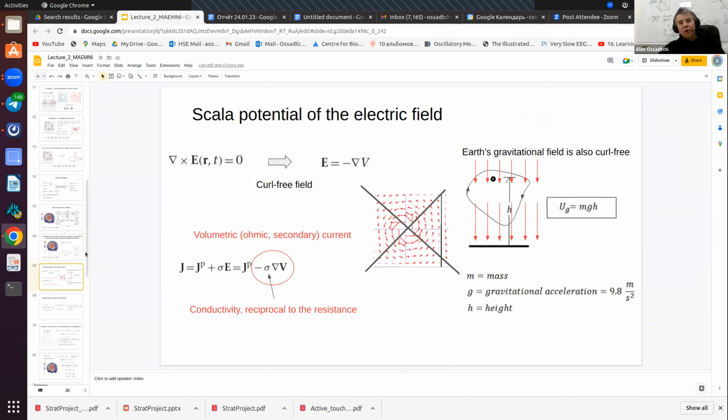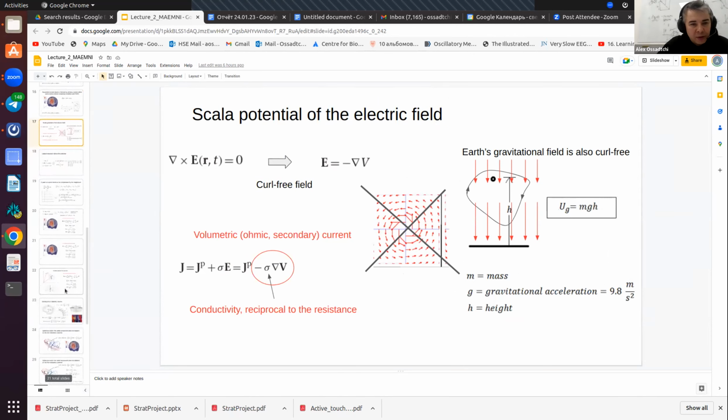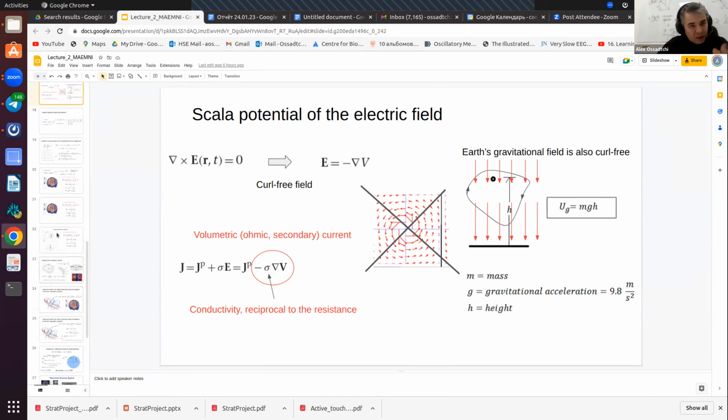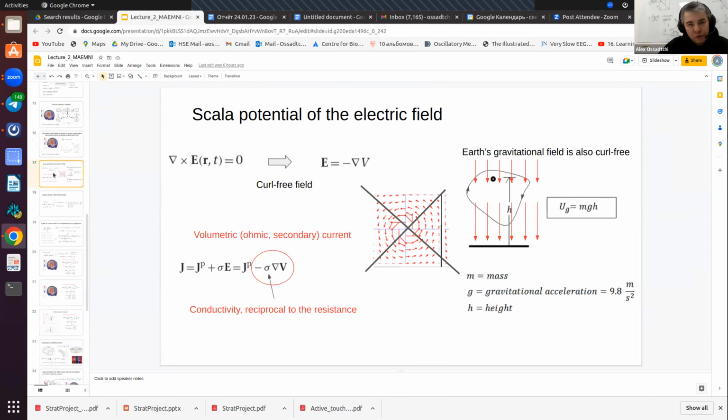Okay, so one little thing, and maybe we will skip some of this, because I want to go to the forward operator before the time is up. One very, very important property of the electrical field is that in the quasi-static approximation it's so-called curl-free, right? The curl is zero, because it used to be equal to dB/dt, but because dB/dt is too small, we use the quasi-static approximation, and the field is curl-free.